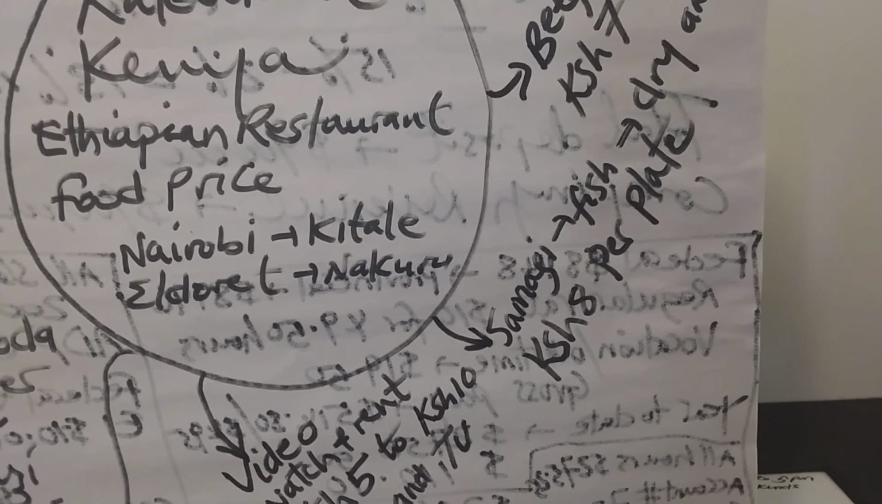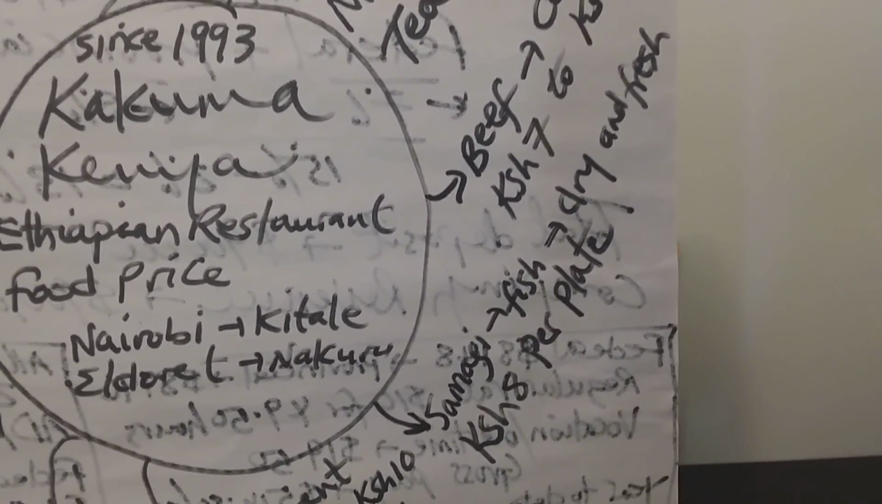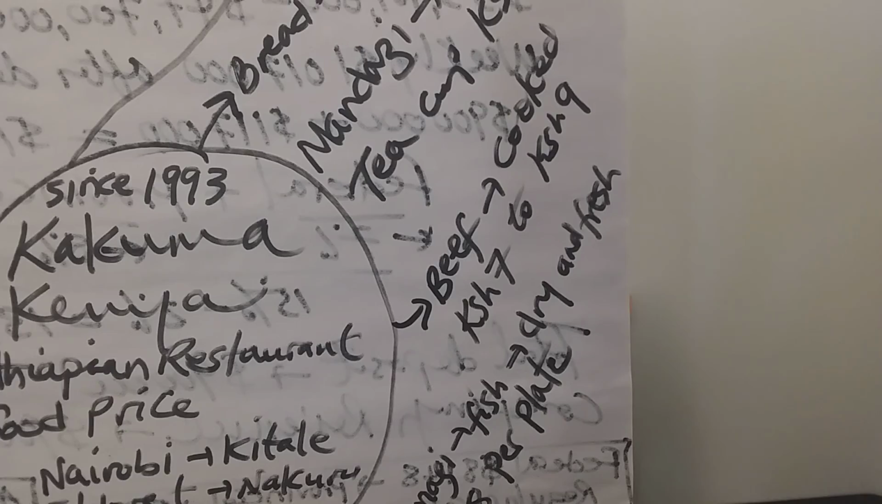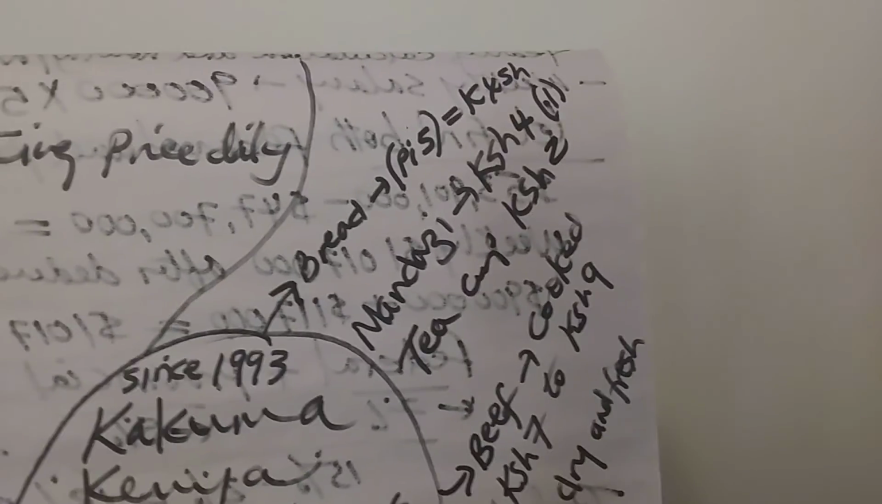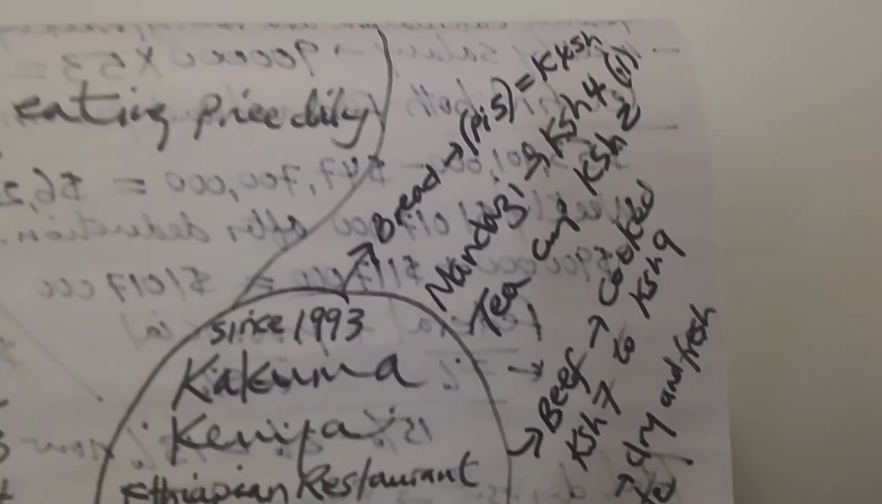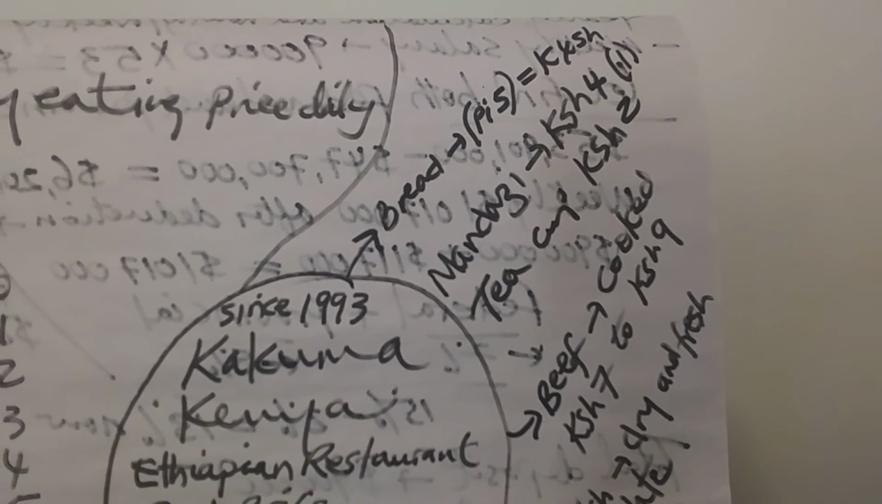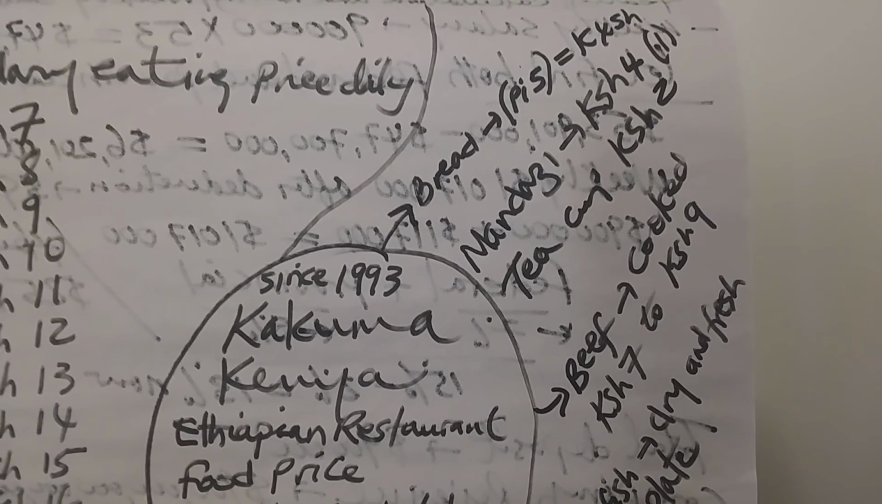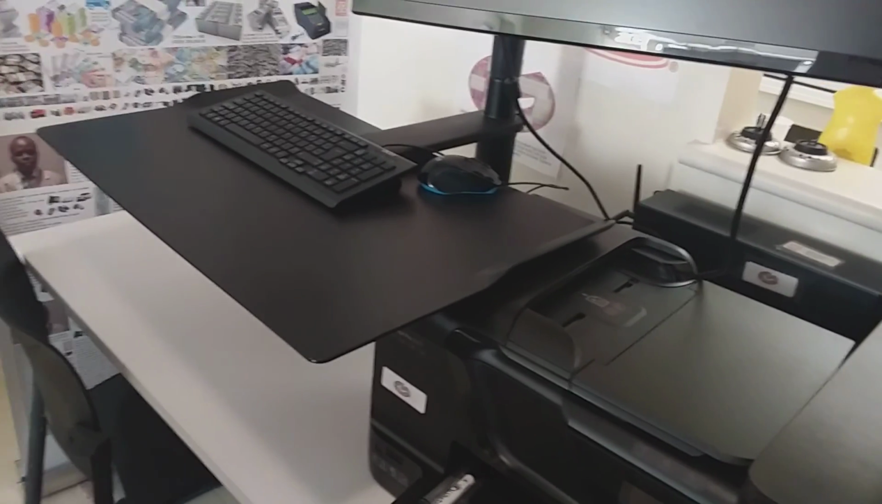If you go to this one, the samagi fish, dry and fresh, is 8 Kenyan shillings per plate. Cooked beef is 9 or 7 Kenyan shillings. Five pieces of local braids is 4 Kenyan shillings. One mandazi is 4 Kenyan shillings, or with a free teacup. Teacups are 2 Kenyan shillings. So they depend. That is basically handling the food market price.